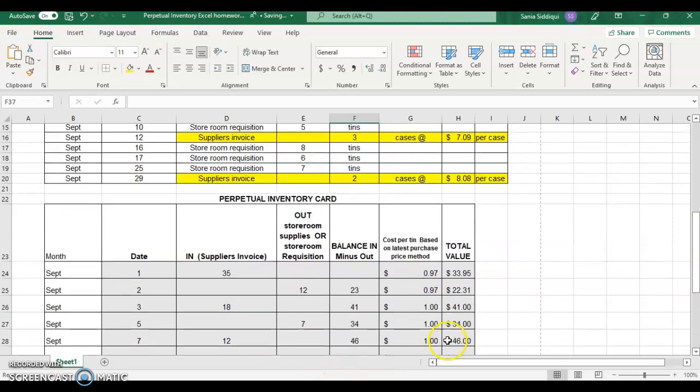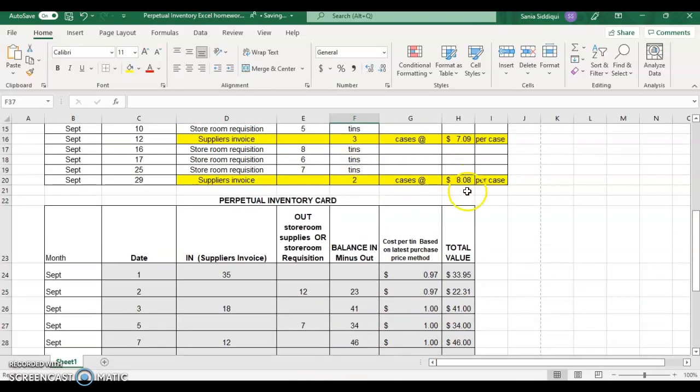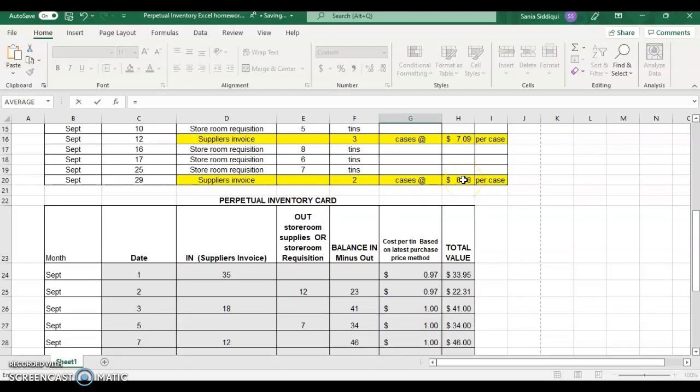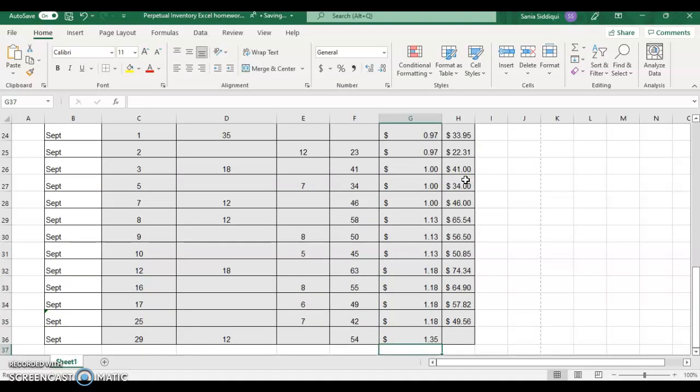Now here, the latest purchase price is different. It is $8.08. So in order to figure out the cost per tin, we'll take $8.08 and divide that by 6, and that gives us $1.35. Here, in order to figure out the total value, we'll take $1.35 and multiply that by the balance, which is 54, and that gives us 72.